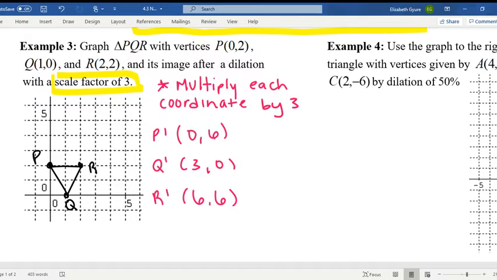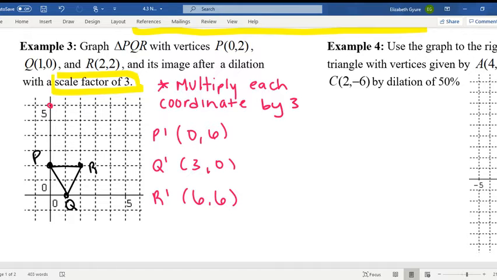Now, when you graph this, should your general shape change? No, just its size, right? And is this one going to be a reduction or an enlargement? So you need to make sure your final picture looks the same shape, just a bigger size, right? Because it's an enlargement. That's an easy way to kind of check it.